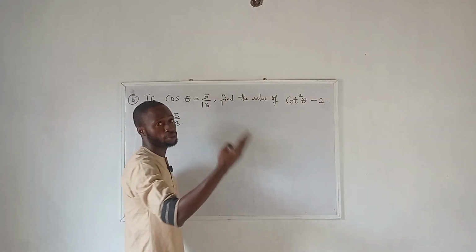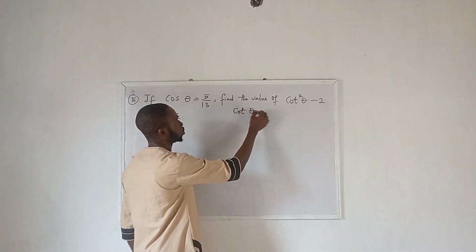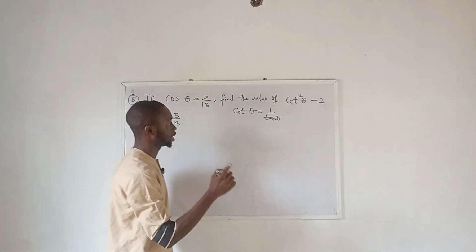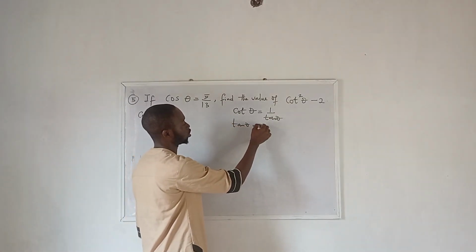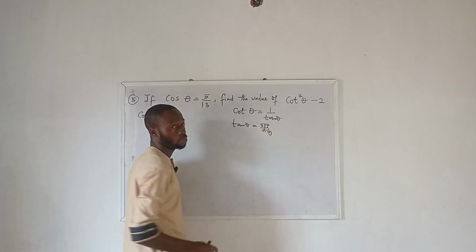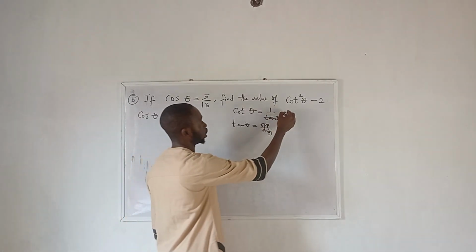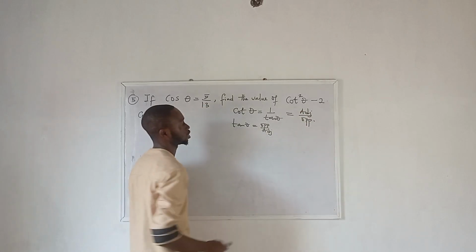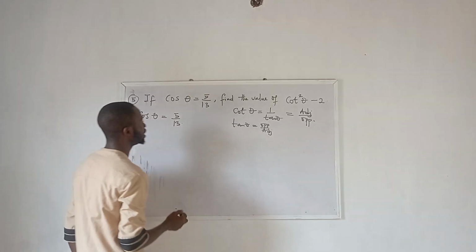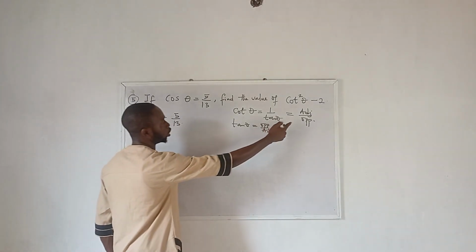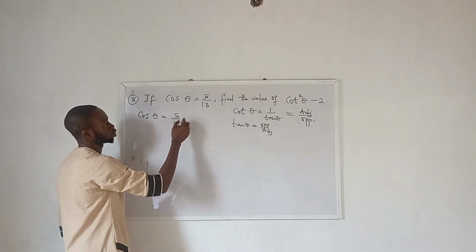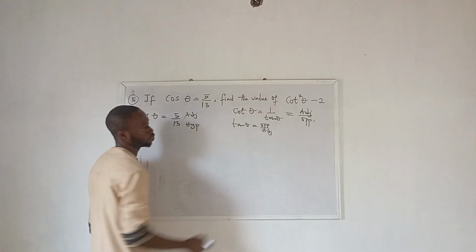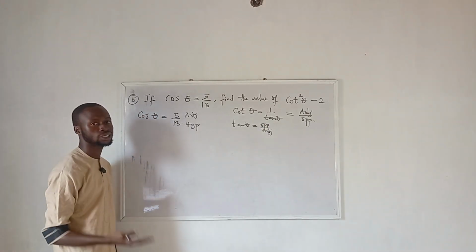You remember from trigonometric functions that we would have cot theta. What's the value of cot theta? Cot is 1 over tan. I remember that tan theta is opposite over adjacent. If we flip this over, 1 over tan theta will give us adjacent over opposite. So cot is adjacent over opposite. So we need the value of the opposite. We can use Pythagoras theorem to get the missing side of the triangle.